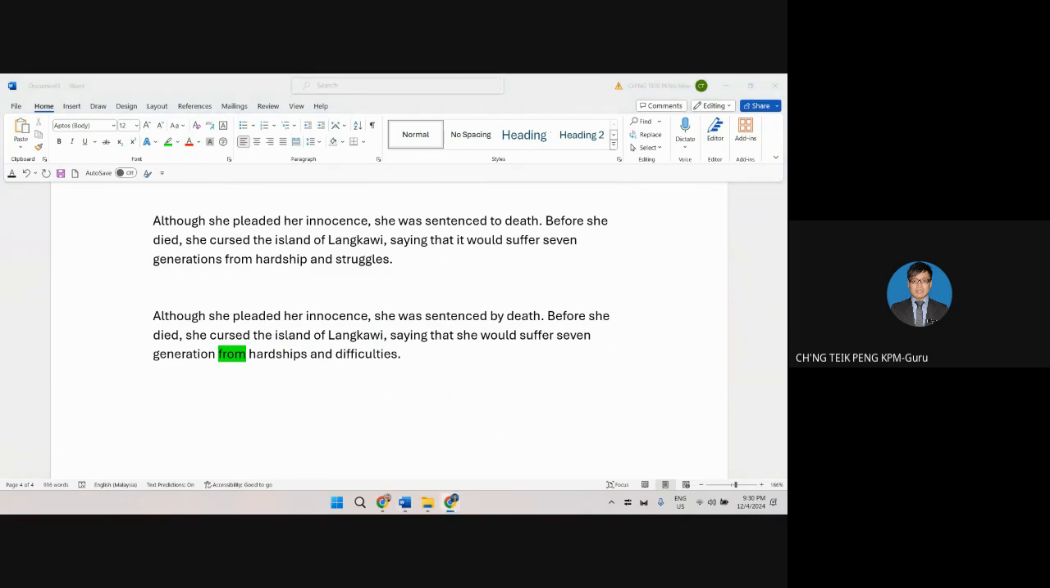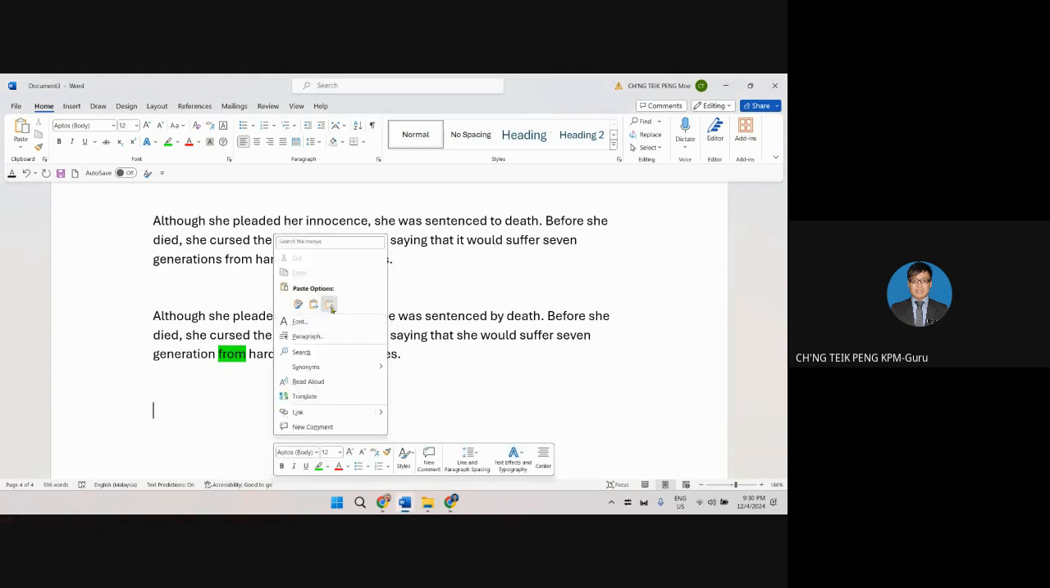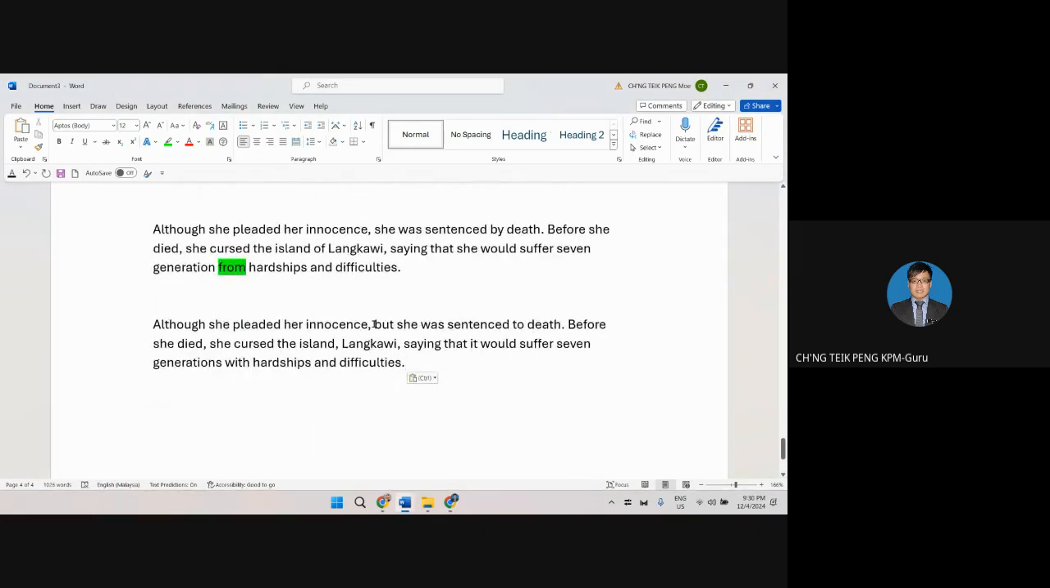Okay, now I'm reading Leanne's answer. Okay, although she pleaded, so we don't use but and although together. Before she died, she cursed the island Langkawi. 其实这样子写是对的，你知道吗？只是说好像有点 choppy 啦，OK，有一点点好像断层这样子，读起来没有这样好听咯，OK，Leanne。So I just have to add of here. 你的写法是对的啊，只是老师加一个 of 下去，听起来比较好听咯。She cursed the island of Langkawi, saying that it would suffer 这里我们没有用 suffer with 的，用 suffer from.